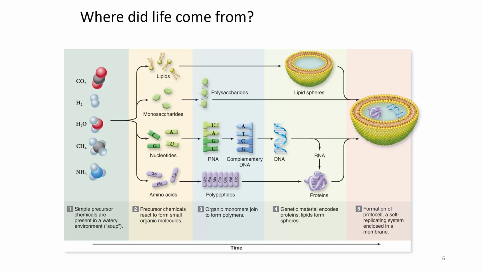Where did life come from? So simple precursor chemicals are present in a watery environment or in a soup. Those precursor chemicals react to form small organic molecules. Those join together to form polymers. Genetic material encodes proteins, lipids form spheres, and then you have the formation of a protocell, a self-replicating system that's enclosed in a membrane. Once you have a cell, now you have life.